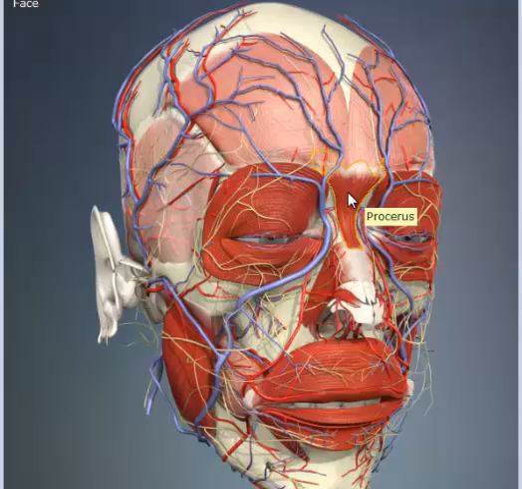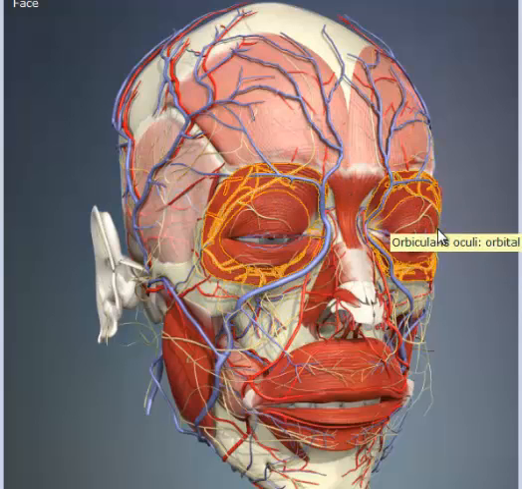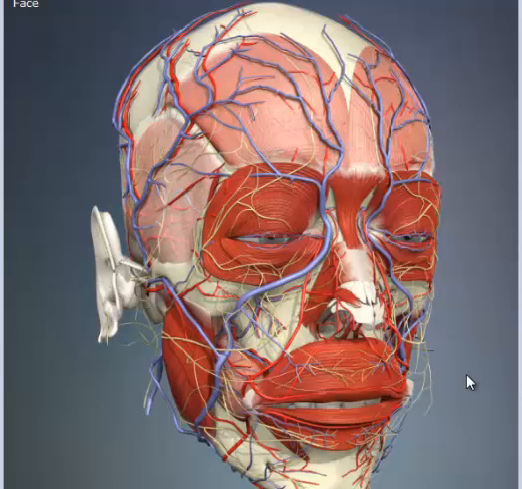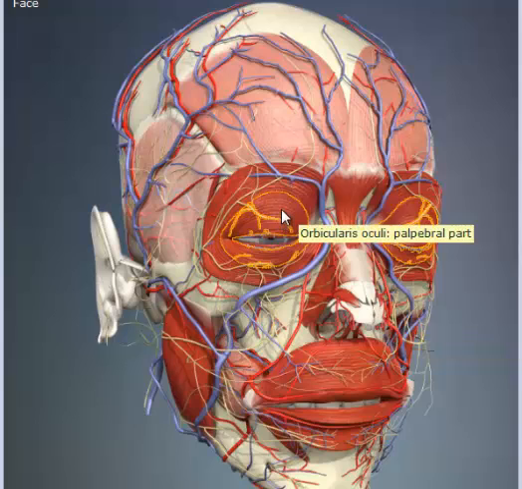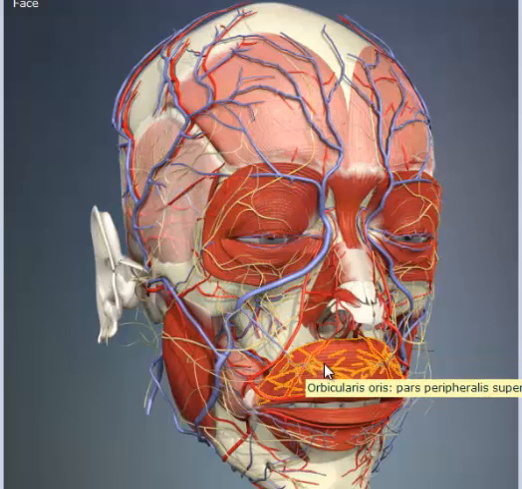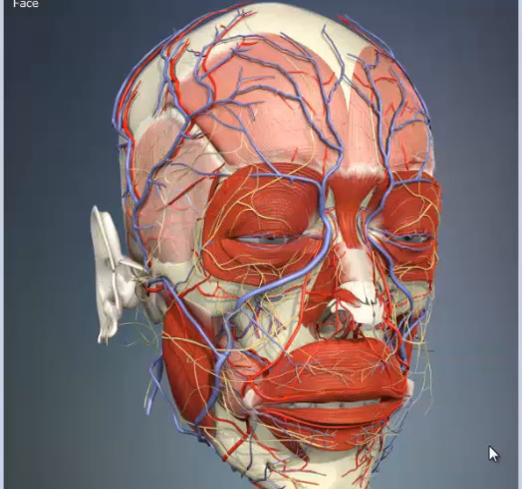Now we've got Procerus in here, right? And we've added orbicularis oculi and orbicularis oris. So these two muscles, the orbicularis oculi and the orbicularis oris, are both purse string muscles, and that's why we have the crow's feet and the vertical lip lines. Notice that Procerus is kind of continuous with frontalis.